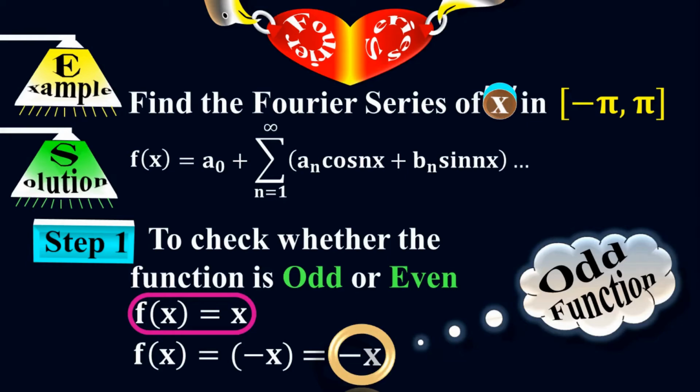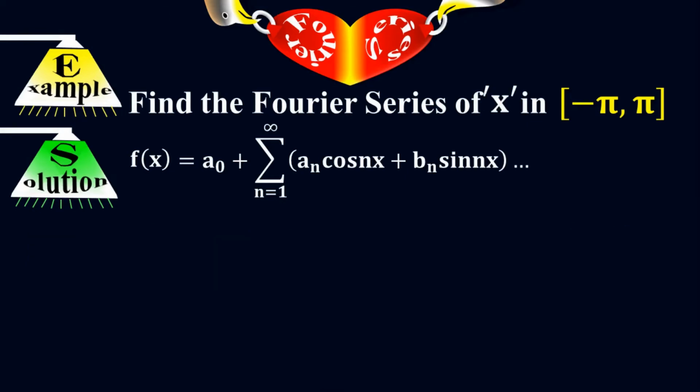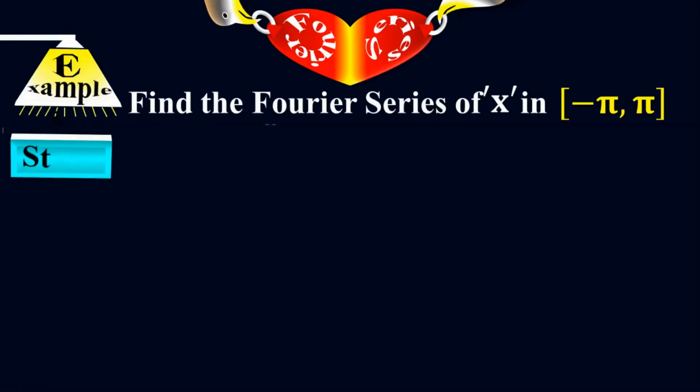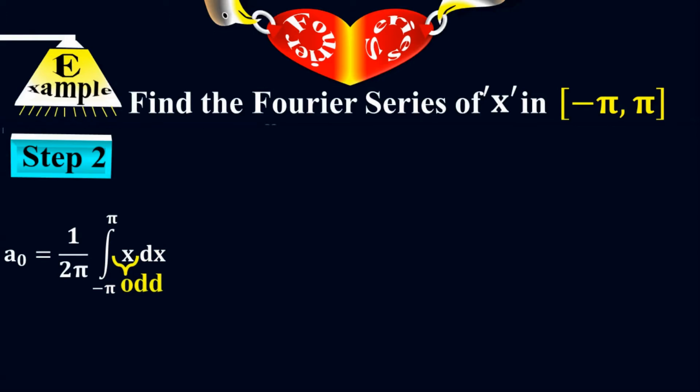Just remember that. Now I'm going to find the values of the coefficients a sub naught, a sub n, and b sub n. Step 2. a sub naught equals 1 over 2 pi times the integral of x dx. Remember, my function f of x equals x. It is an odd function. So according to the Fourier series, if the function is odd, it equals 0. Therefore my a sub naught equals 0 here.